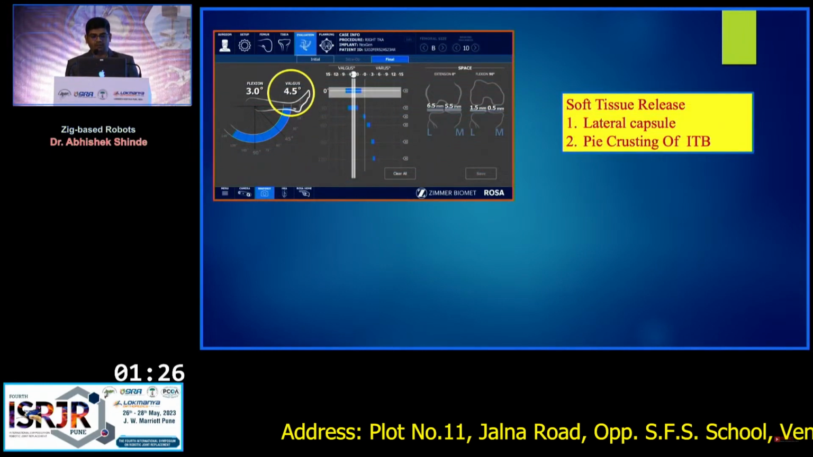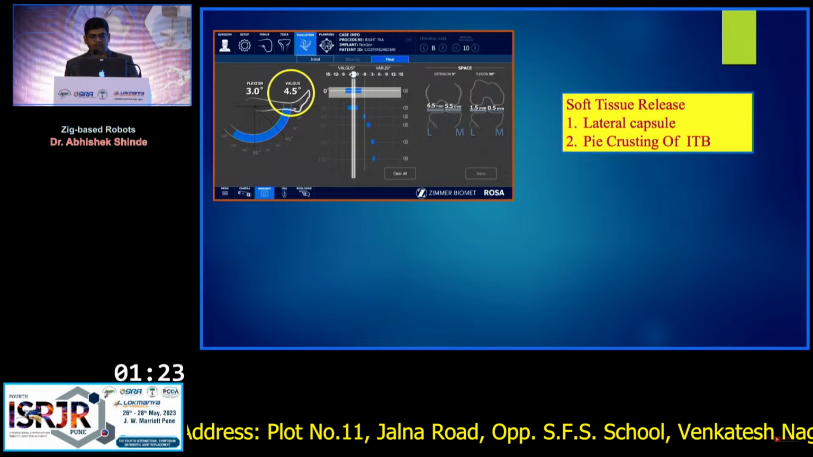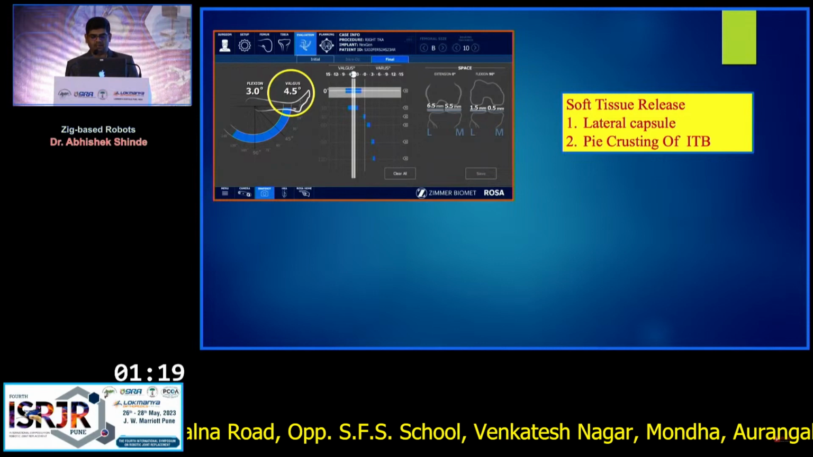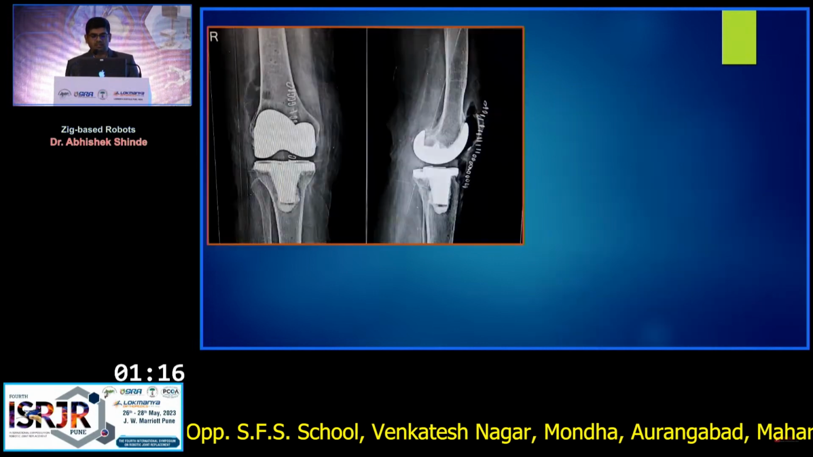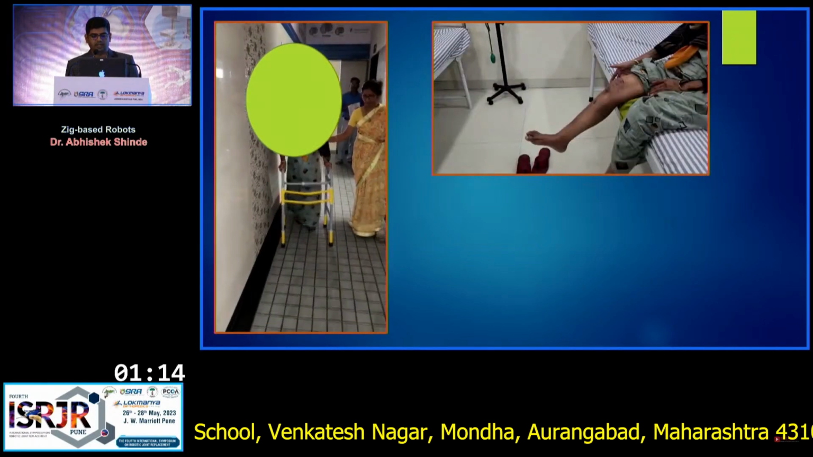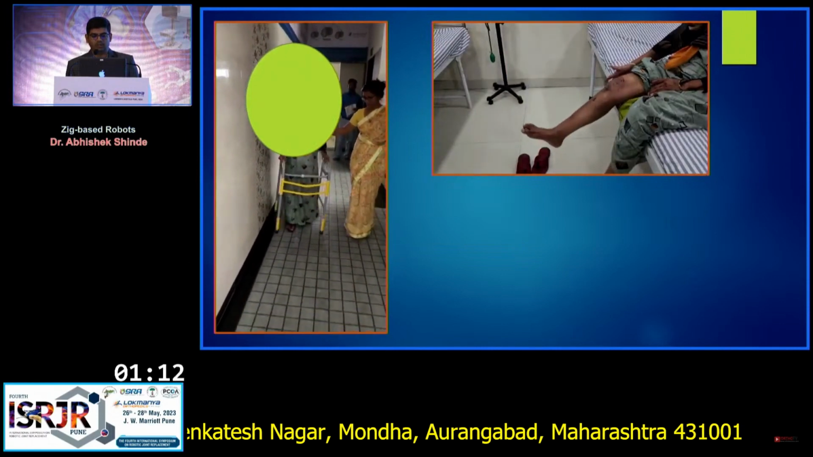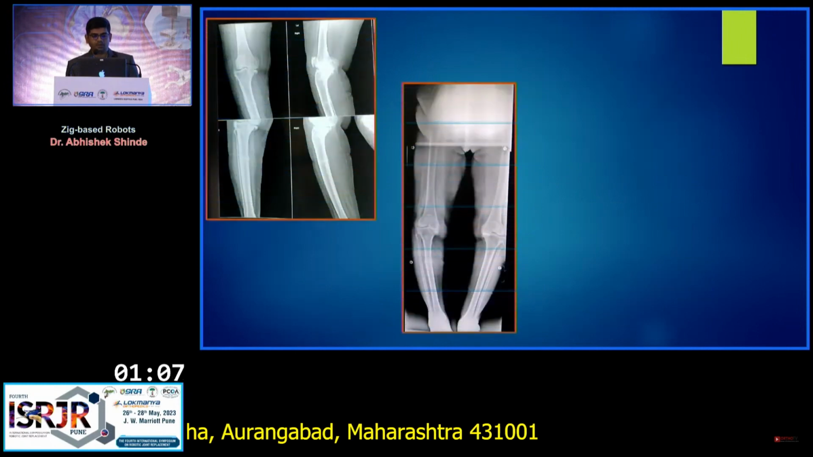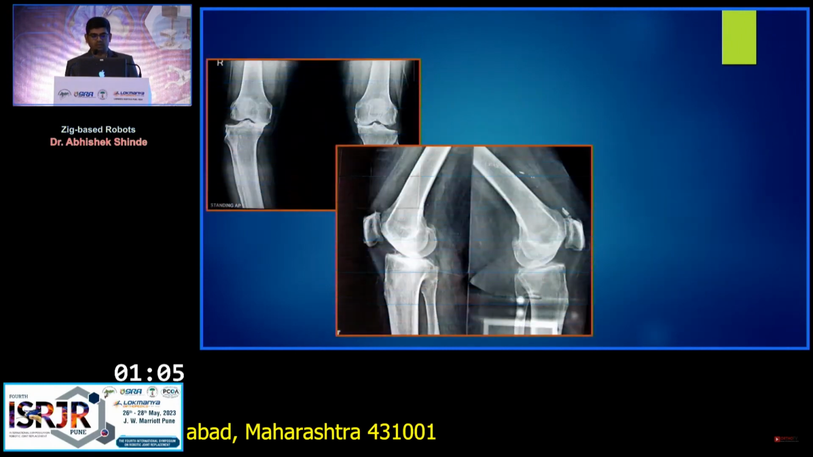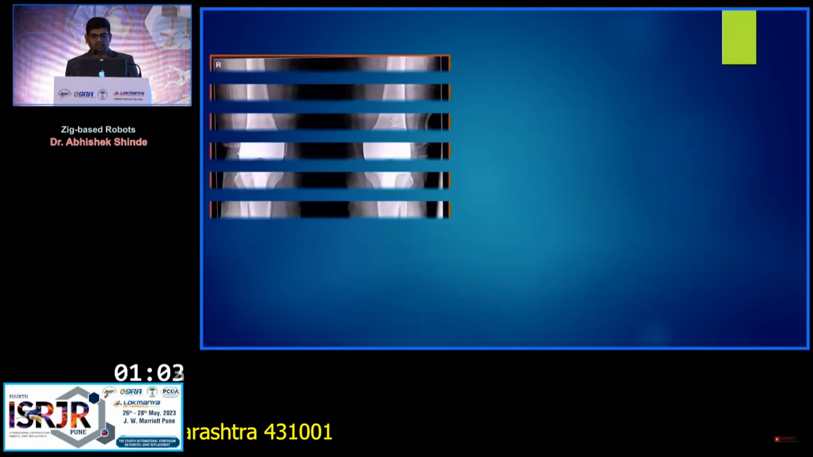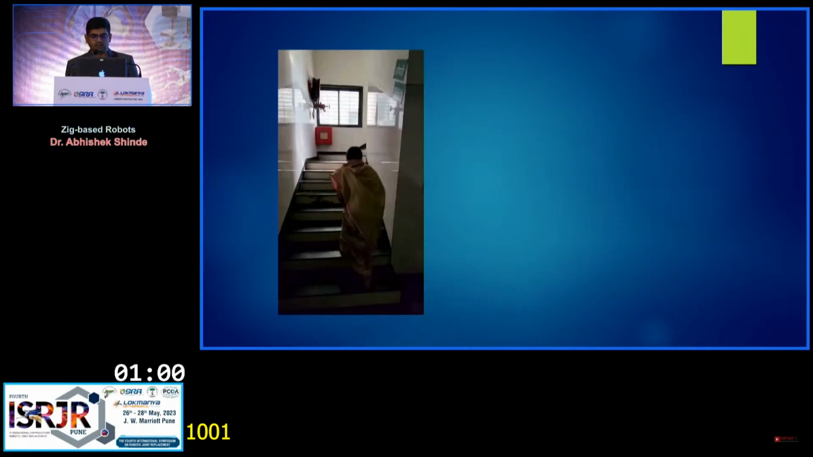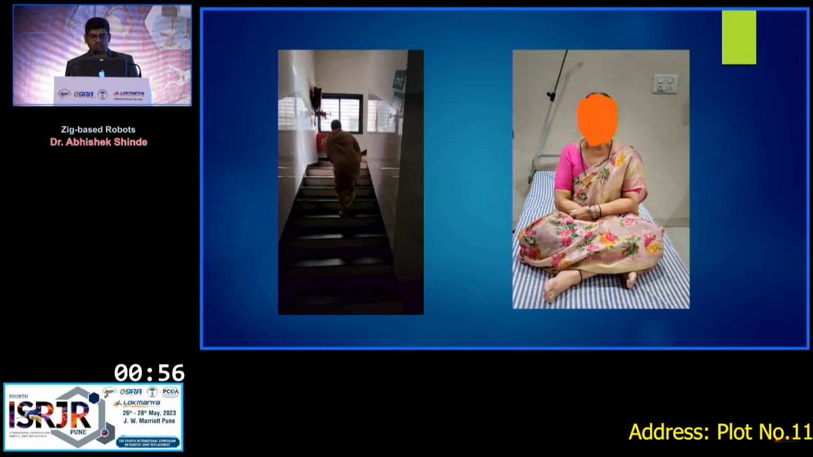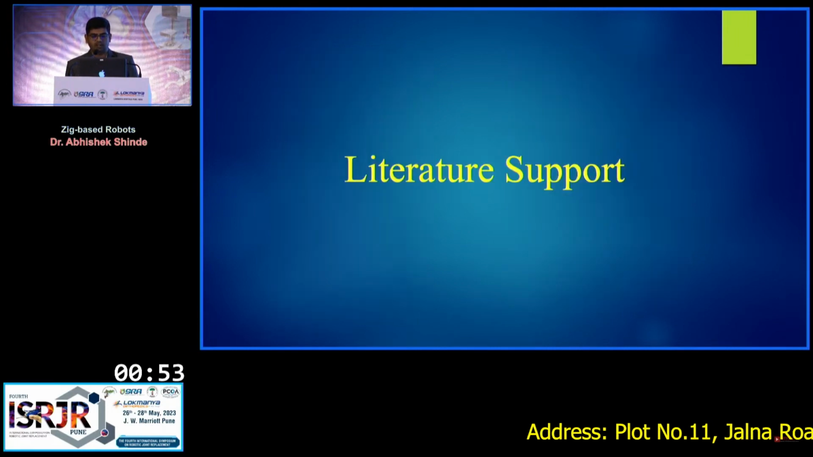Then, after putting the trial implant, I was not happy with the soft tissue balancing, and then did the lateral capsular release and pie crusting. So this is the final picture. This is her gait at stitch removal. This is active extension. This is the range of motion. So these are the different cases you can do: unilateral, bilateral, varus, valgus. This is at 6 weeks, she can climb stairs and sit cross-legged.